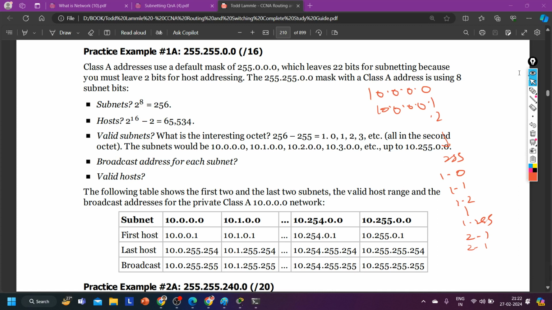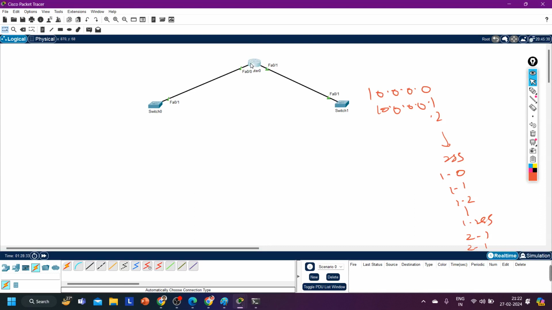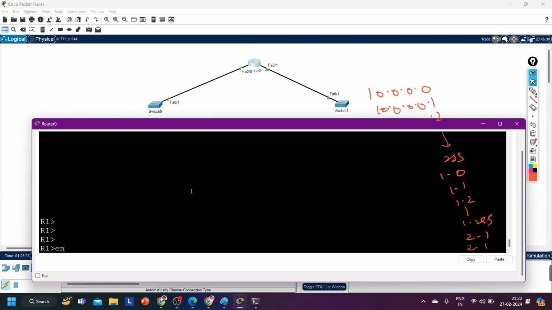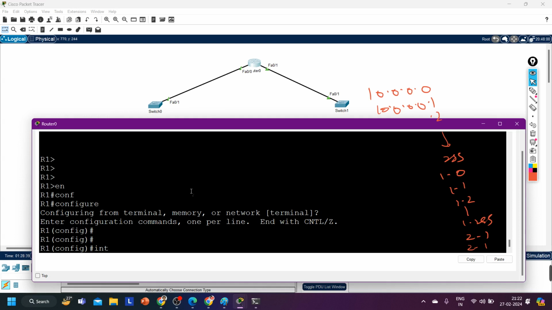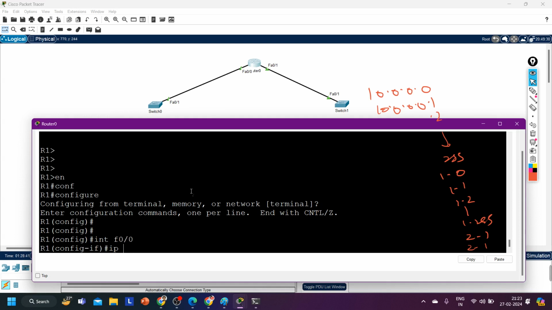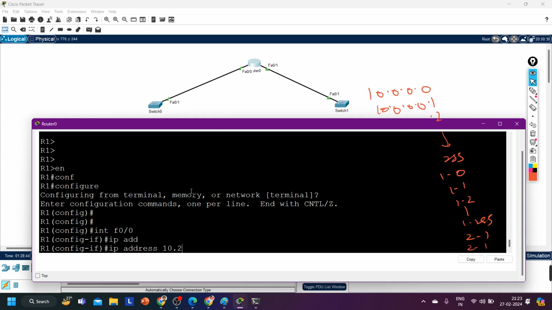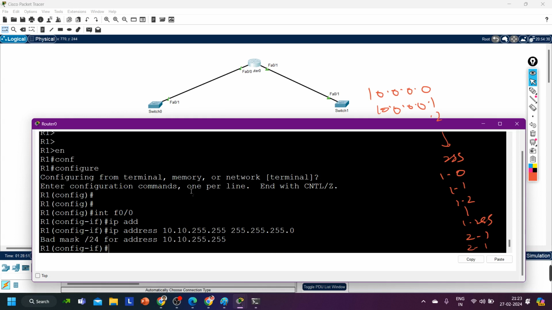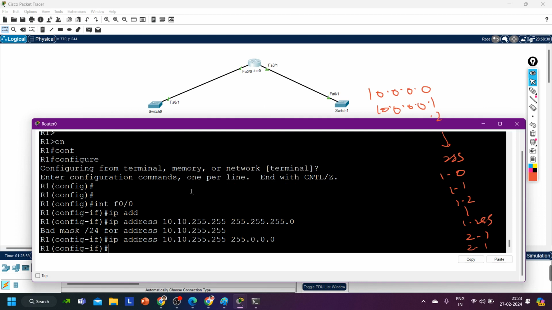You want to see? See here. Interface F0/0, IP address 10.255.255.255, let's say, with subnet mask 255.255.0.0, like this. So this is a valid IP, right?